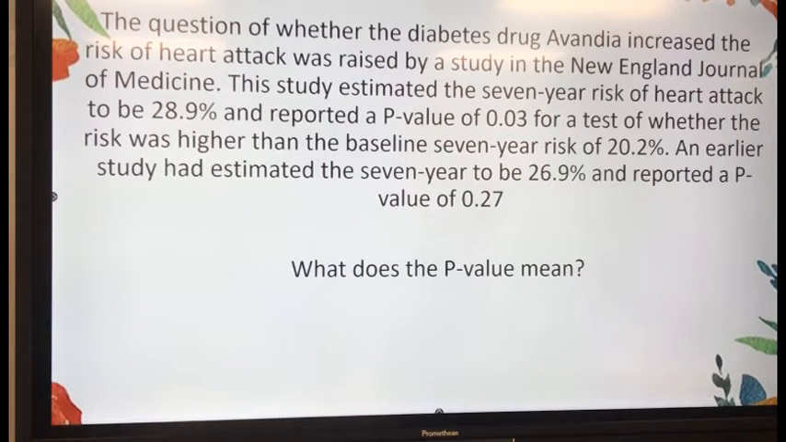Let's go back and refresh on how to interpret the p-value. The question of whether the diabetes drug Avandia increased the risk of heart attack was raised by a study in the New England Journal of Medicine. This study estimated the 7-year risk of heart attack to be 28.9% and reported a p-value of 0.03 for a test of whether the risk was higher than the baseline 7-year risk of 20.2%. An earlier study had estimated the 7-year risk to be 26.9% and reported a p-value of 0.27.